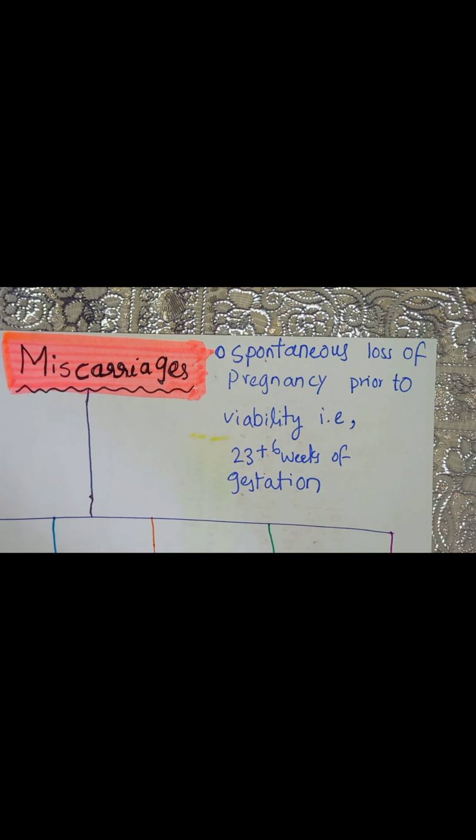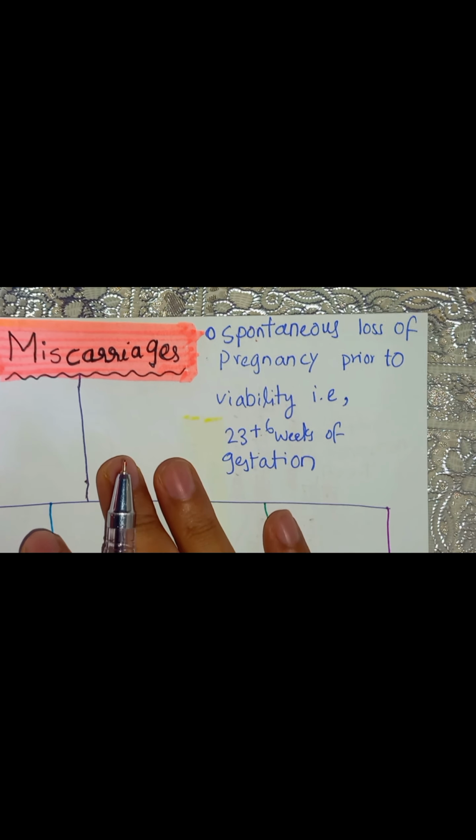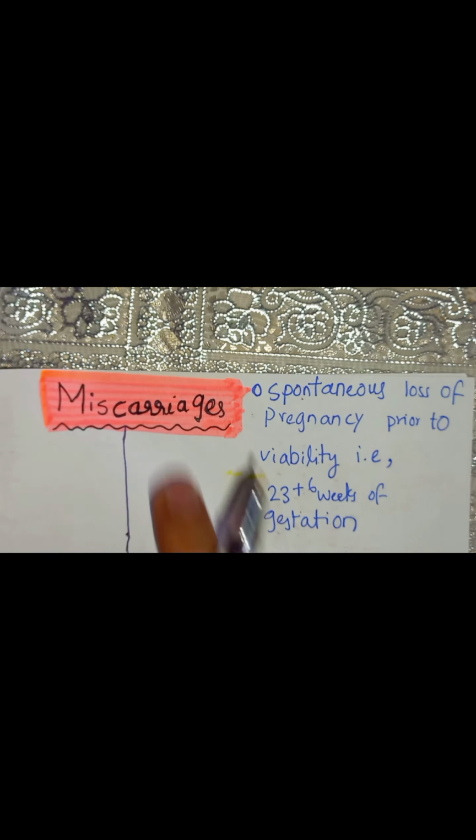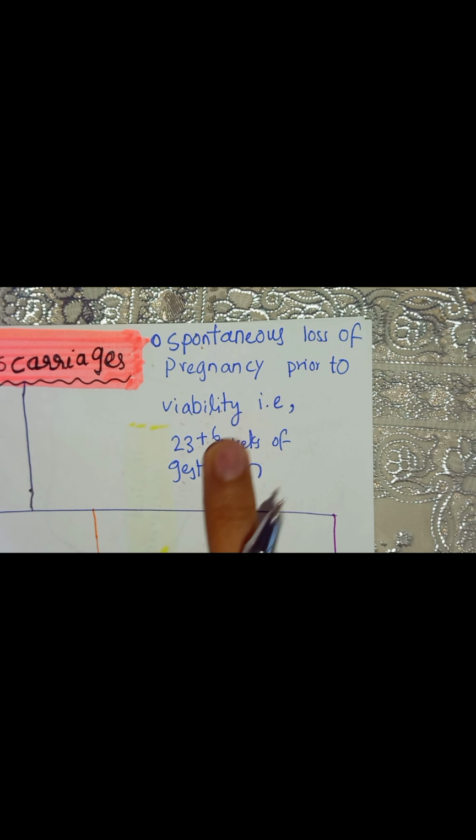Sadia, and today I am going to discuss with you miscarriages. What are miscarriages? What are the types of miscarriages, and how to differentiate between the different types of miscarriages? So, a miscarriage is defined as a spontaneous loss of pregnancy prior to viability, and that is 23 plus 6 weeks of gestation.